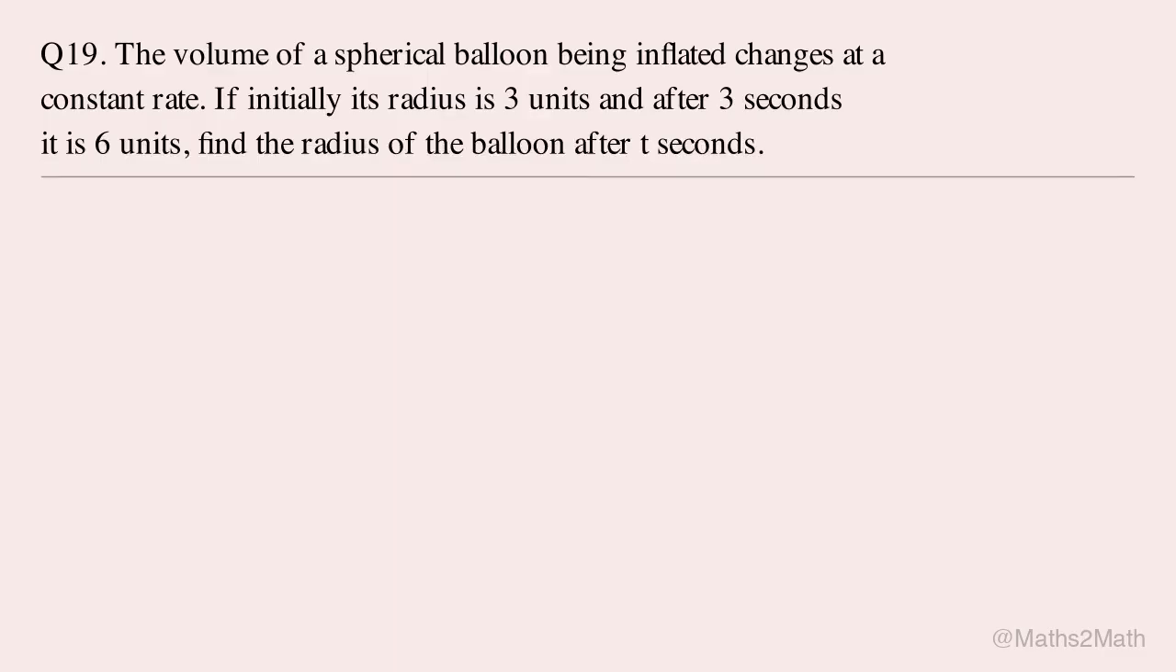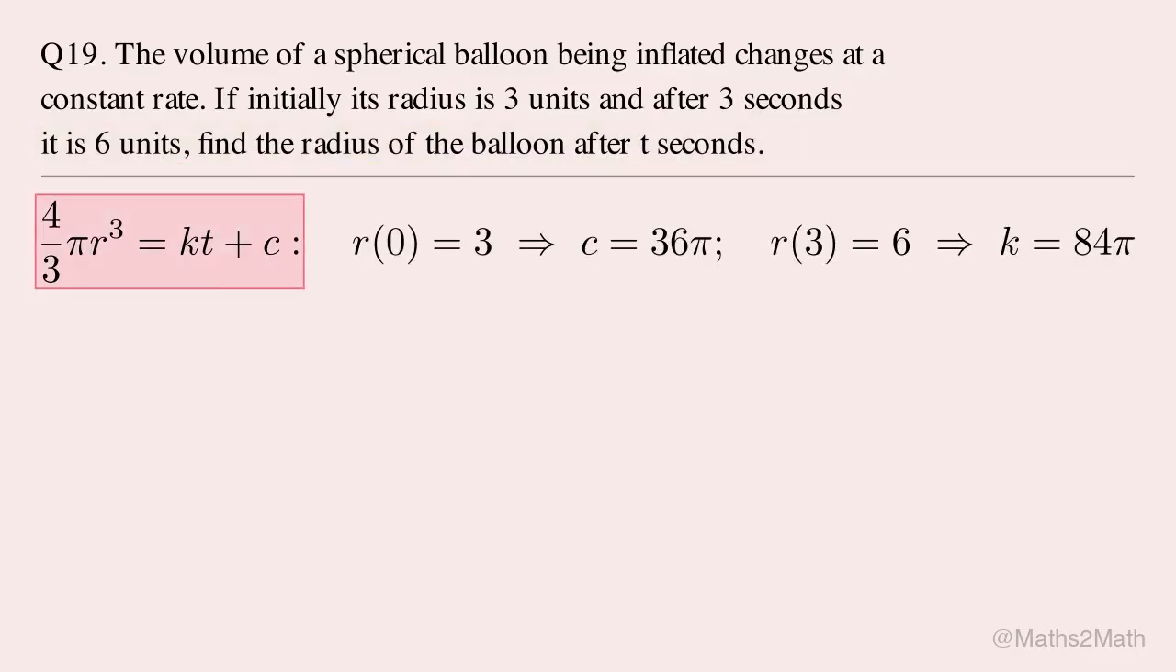Question 19. Constant volume rate turns into a cube root law for the radius. Two data points fix both constants, volume, linear, and t. Fit the two conditions through the sphere formula. Solve for r.